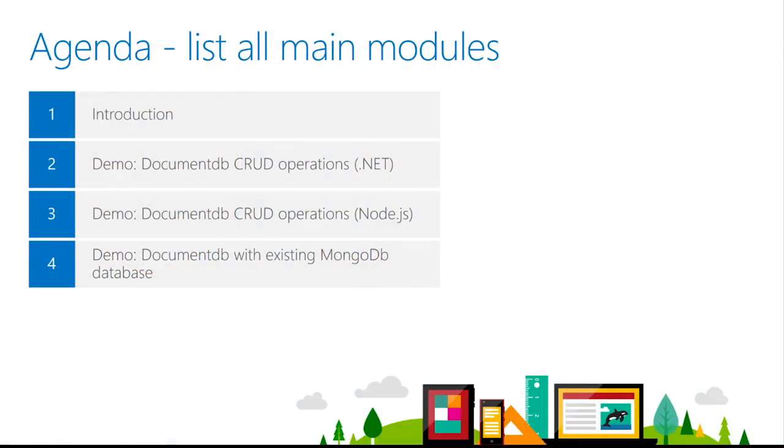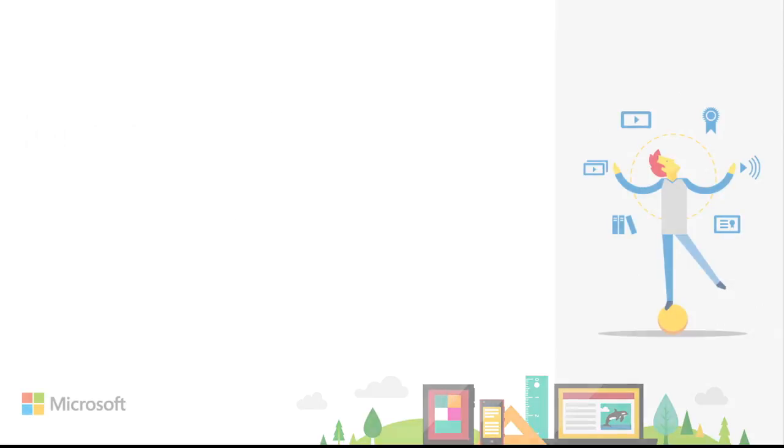Today's agenda is pretty awesome. We're going to do very little slides and a lot of code. We're going to talk about DocumentDB CRUD operations, create, read, update, delete in .NET and then in Node.js. And then we'll also show you how we're going to take an existing MongoDB database and transfer it over to DocumentDB on Azure.